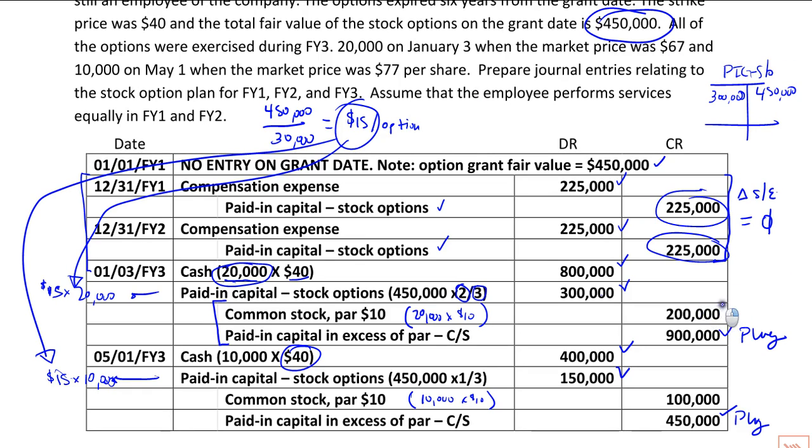All right. So we increased stockholders' equity with credits of 1.1 million here. We decreased it with a debit to paid-in capital stock options. So we have 1.1 million in credits and 300,000 in debits. That's $800,000 in credits. Well, look at that, we have cash of 800,000.